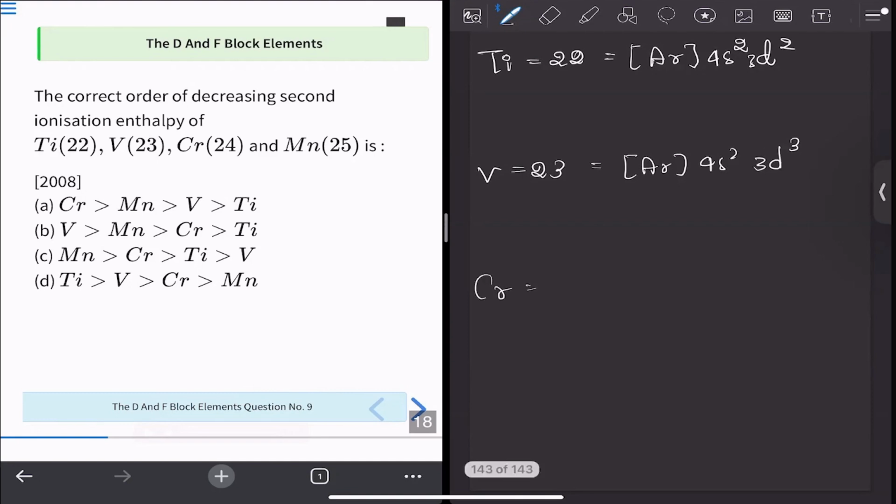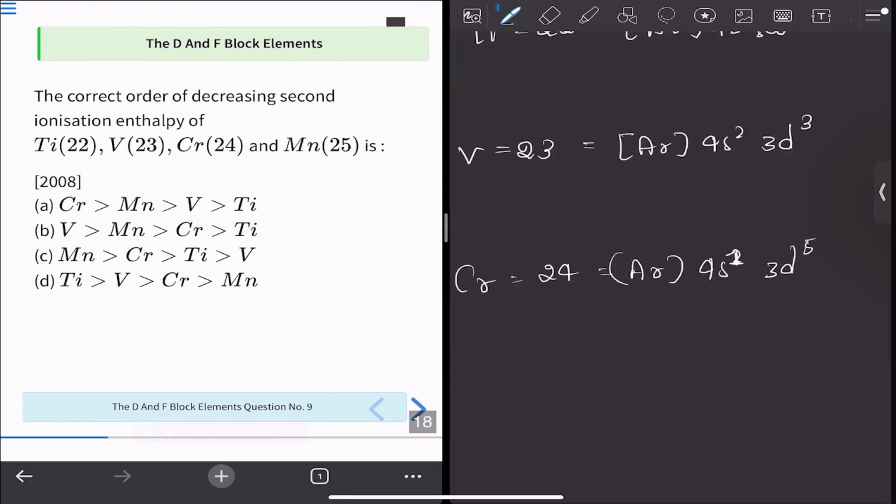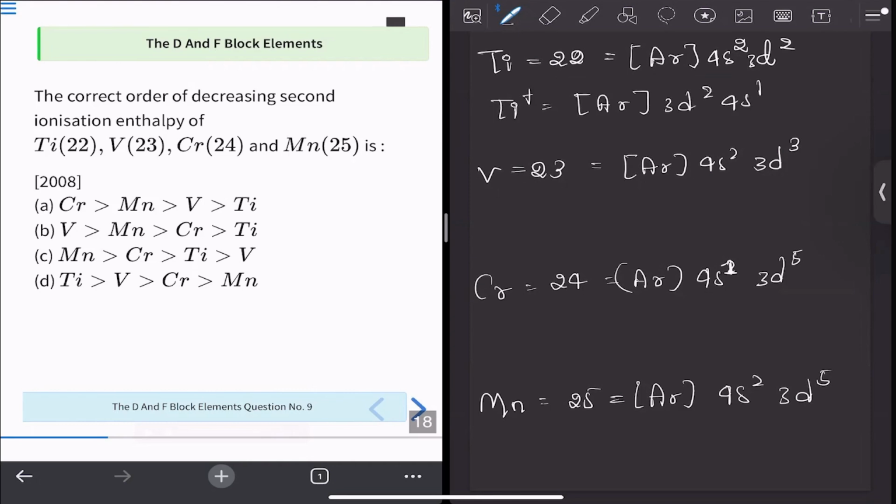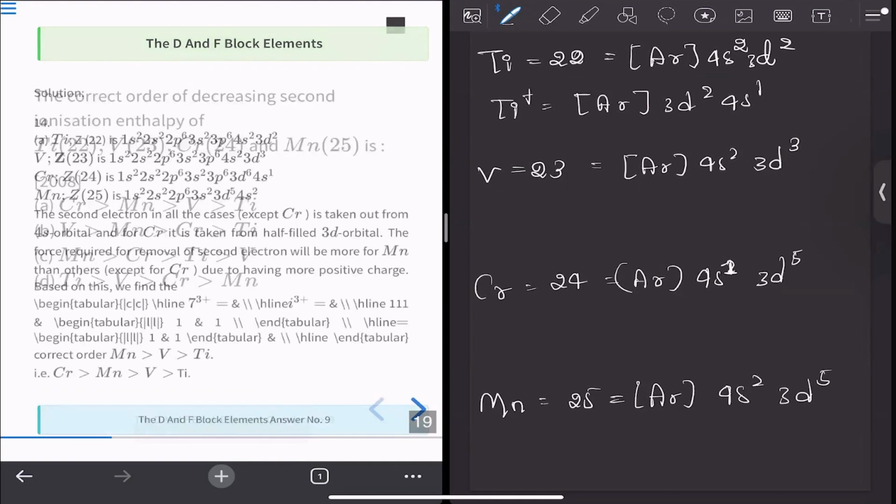Chromium 24: argon 4s¹ 3d⁵. Same as copper, because of the half-filled d orbital, it will be more stable. Manganese 25: argon 4s² 3d⁵. If you consider titanium⁺, it will have argon 3d² 4s¹.